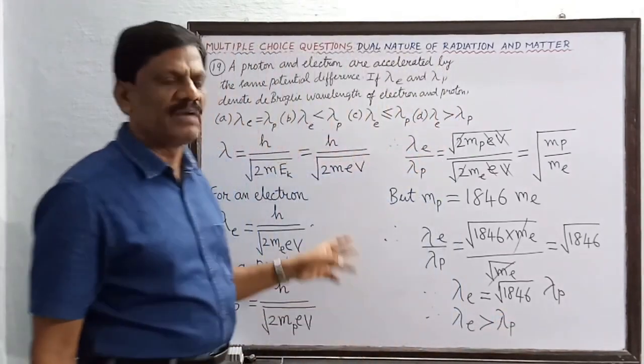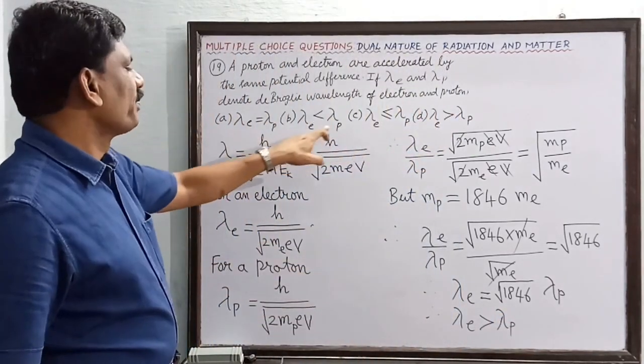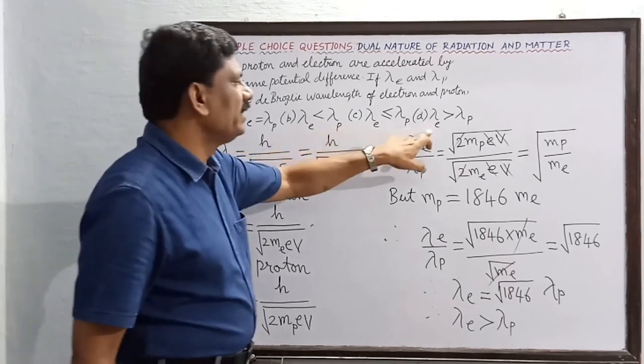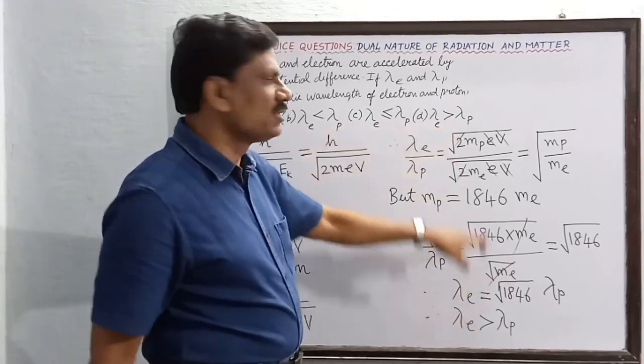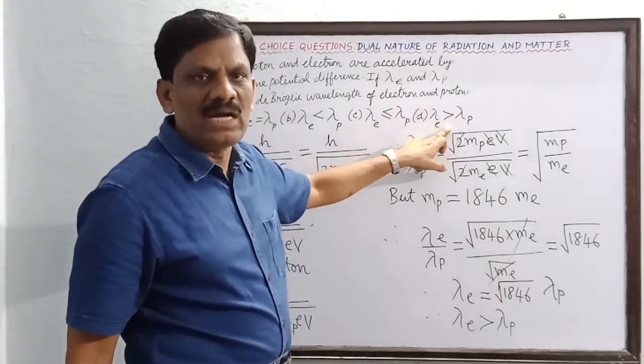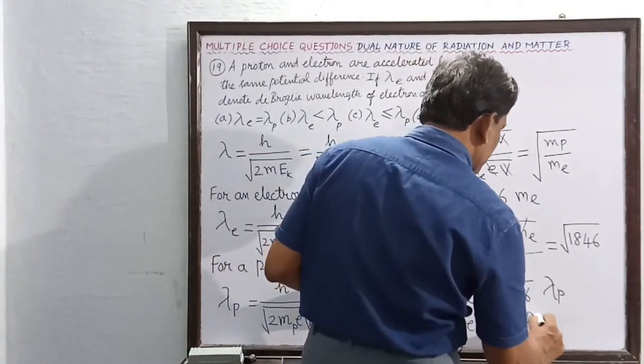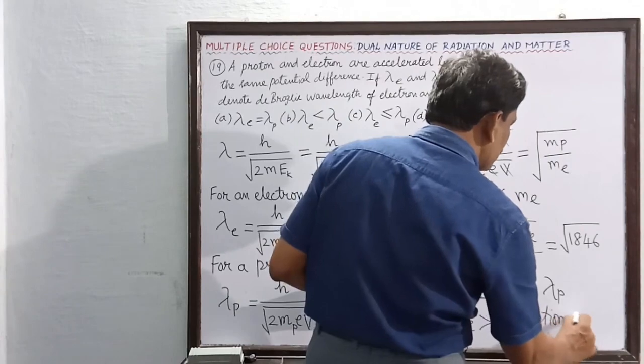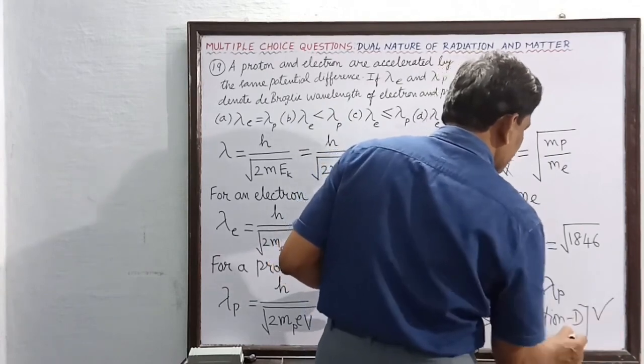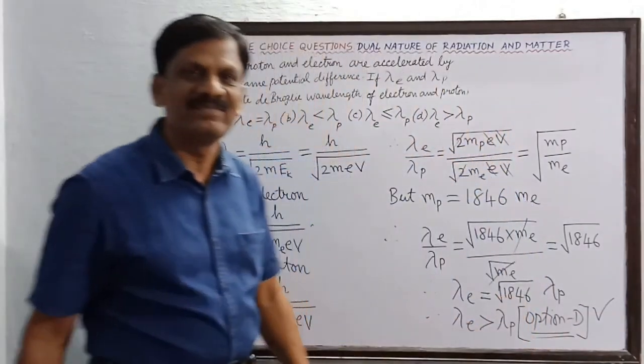Now we see the four options. Lambda E is greater than lambda P. So which option is correct, my dear students? Option D is correct. So we will write here option D. Fine. We will go to the next sum.